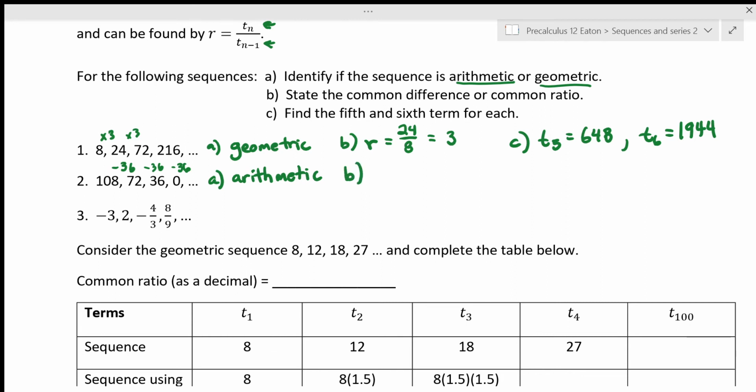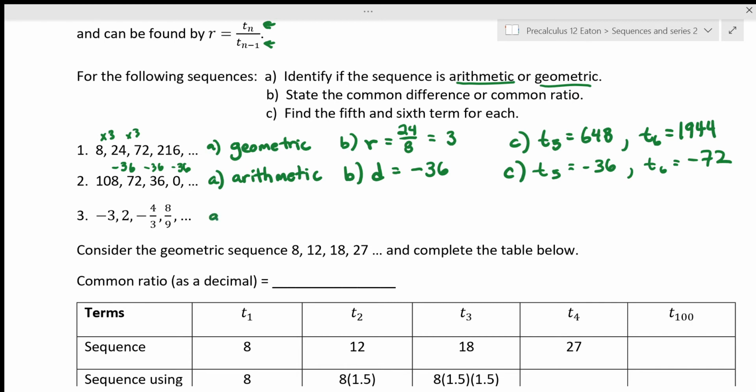So we know we have to find a D, not an R, and we've already located that by trying to determine whether it's arithmetic or geometric. Our common difference is negative 36. Again, going down, negative common difference. For C, we're going to continue under 0, so T5 is negative 36, and T6 is negative 72.